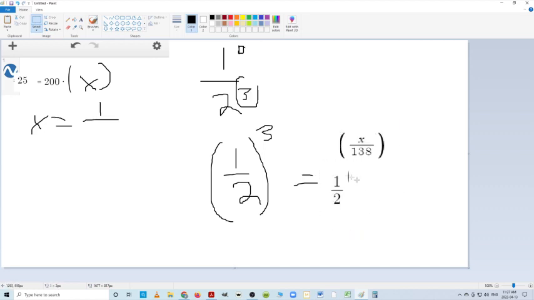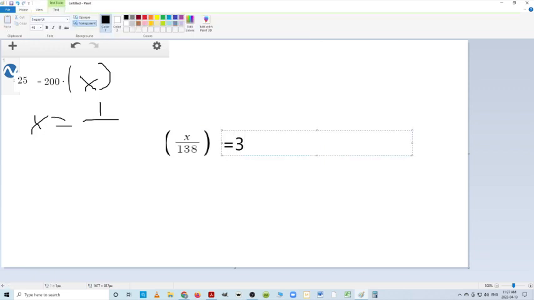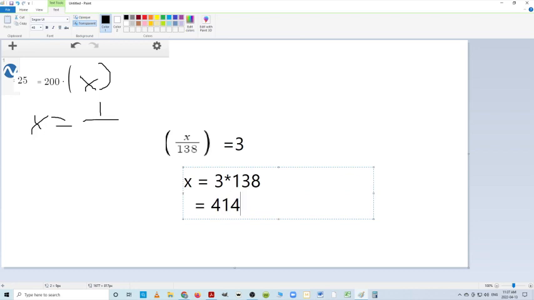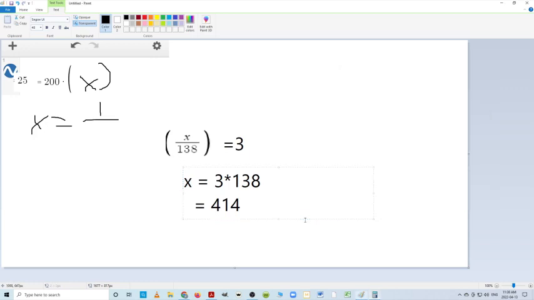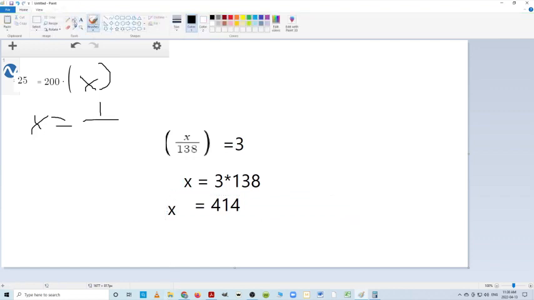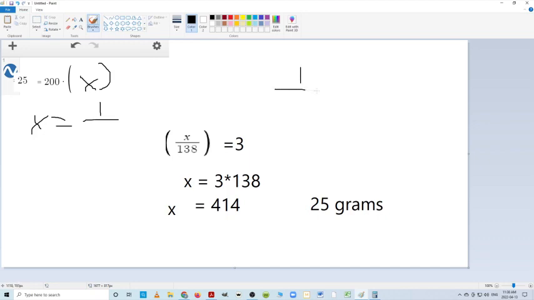This is a really important rule of exponents. I've got the same base here as here. Therefore, their exponents must equal one another. So I can rewrite this whole thing as this must equal 3. Now I can just treat it like algebra. How do I solve for x? I got to multiply both sides by 138. And then discover 3 times 138 is 414, I believe. And there we discover that 414 days must pass in order for this radioactive material to become 25 grams. So a lot of these will be finding how to make one fraction or one exponent equal to another.